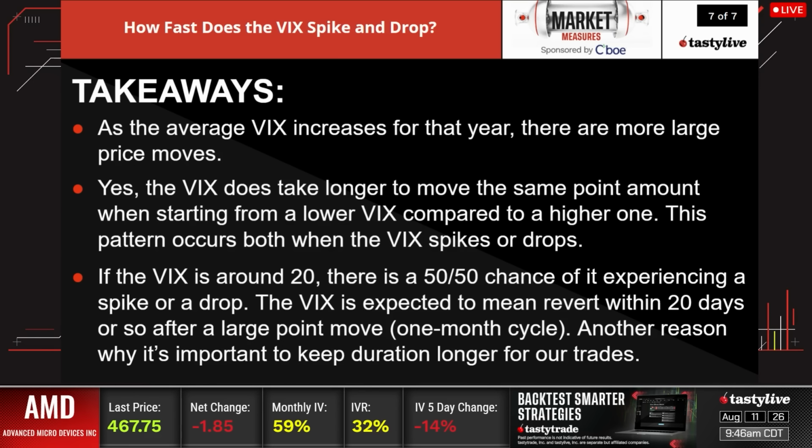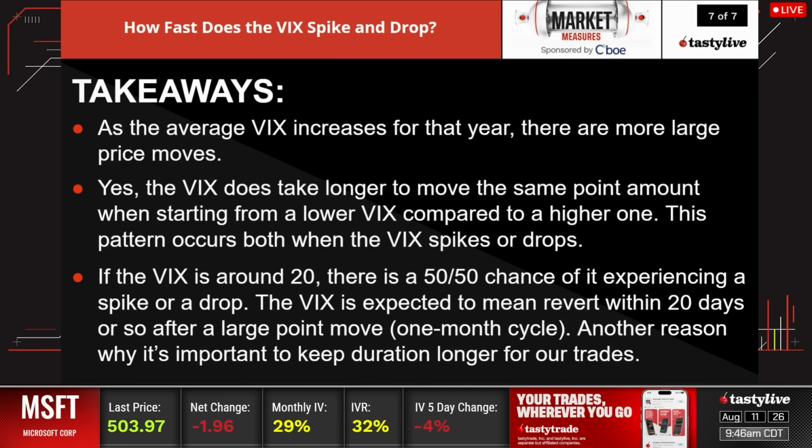And then as well, when the VIX is around 20, regardless of what timeframes we looked at within the study, there's around a 50-50 chance of experiencing a spike or a drop. Noting that those are averages. And also the speed of the move, which we didn't talk about here, can change those dynamics a little bit. So just some things to keep in mind.